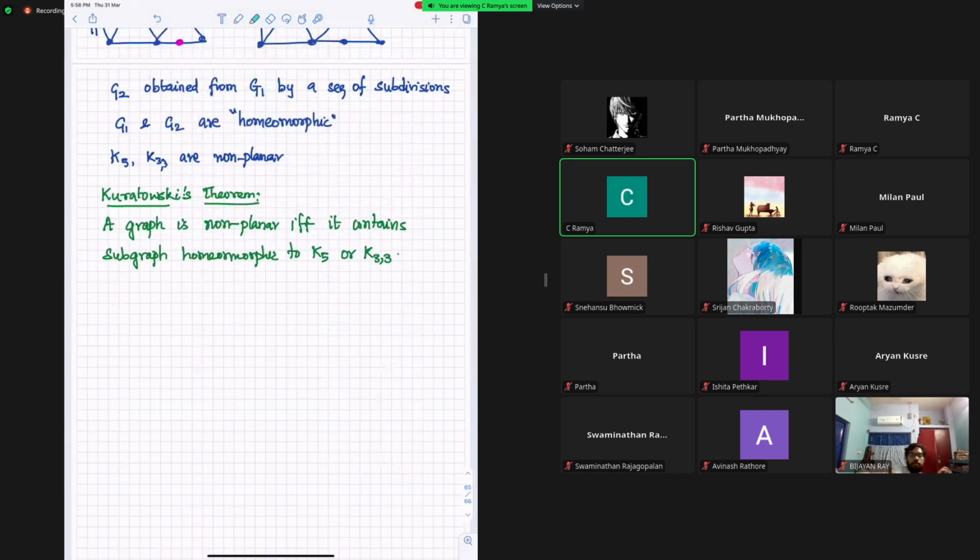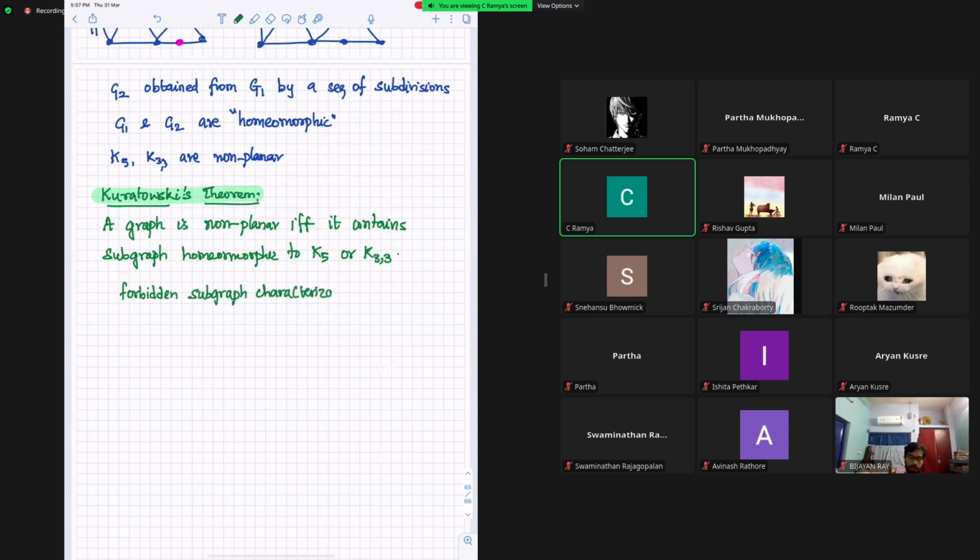It's quite important, but we will not see a proof of it. It's a bit involved. Maybe the course on graph theory will, but it's good to know that these things exist. So such theorems are called forbidden subgraph characterizations.